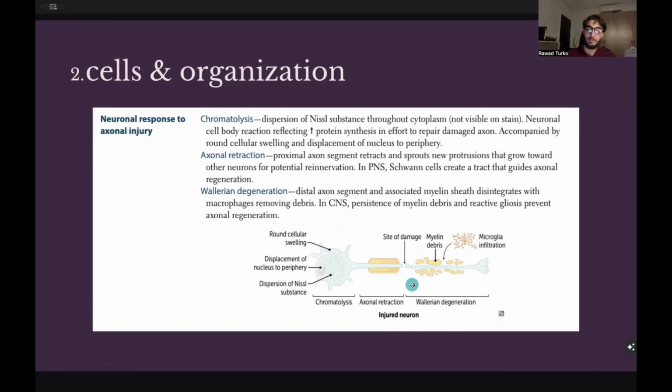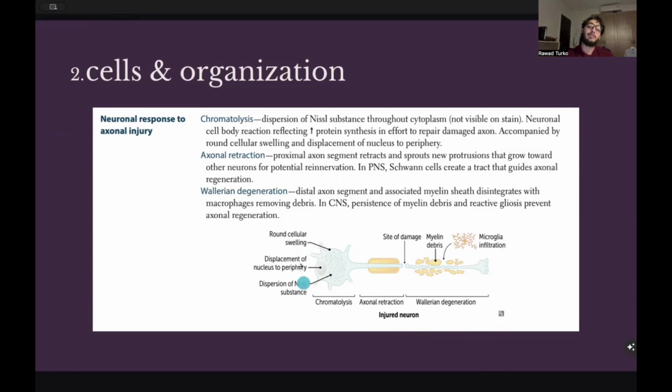But proximal to it, you're going to have the axonal retraction. So the axonal retraction is basically just the proximal axon. It's going to retract and sprout new protrusions that grow towards other neurons for potential reinnervation. Okay. So again, this proximal segment is going to form new axon segments in order to connect to other neurons since you have degeneration of the distal segment.